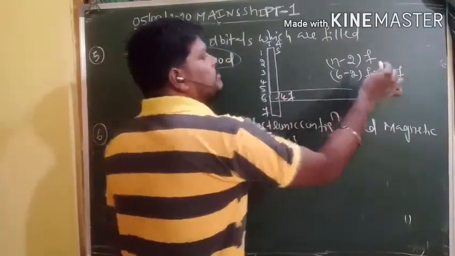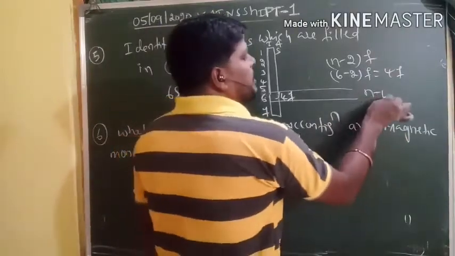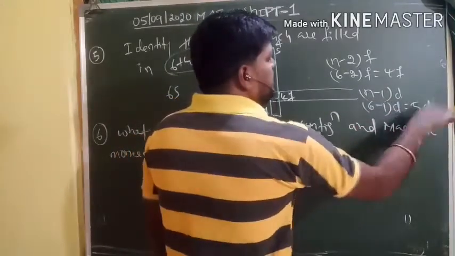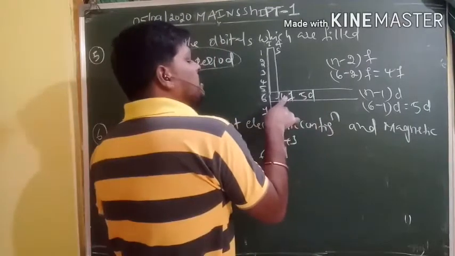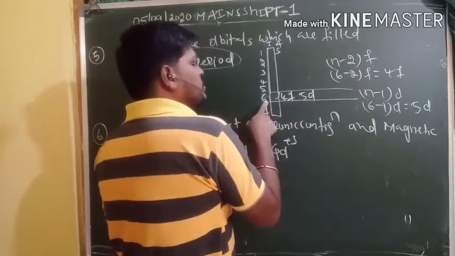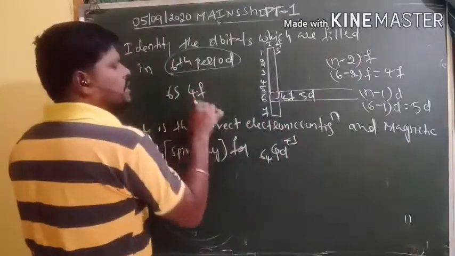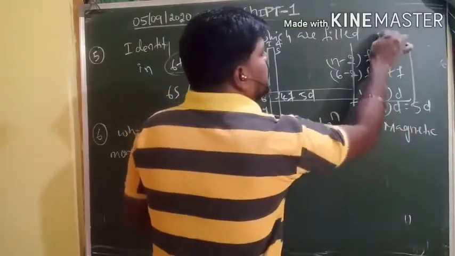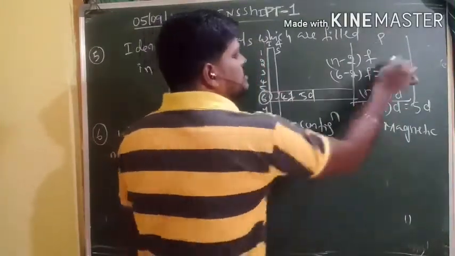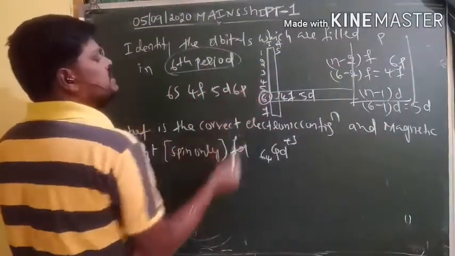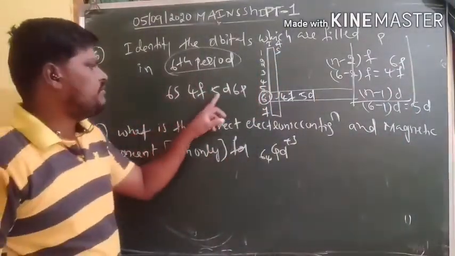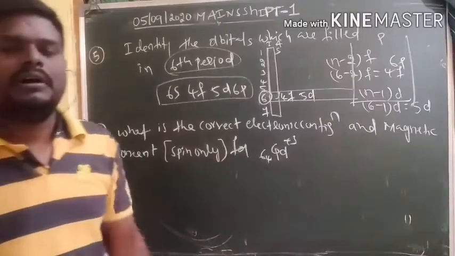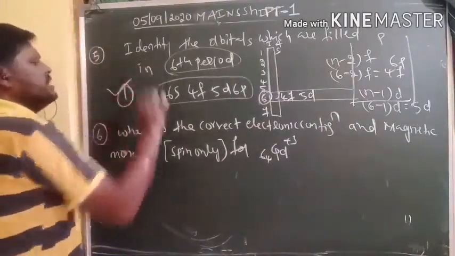Next, D orbital. The penultimate formula is n minus 1 into D. Here n is the 6th period, so 6 minus 1 into D, you will get 5D. So F orbital, D orbital, and S orbital: 6S, 4F, and 5D. Next, P orbital. The period number is 6, so here it is 6P. So 6S, 4F, 5D, 6P. This is the correct option you need to pick among the four options. I hope the first one is the correct option.